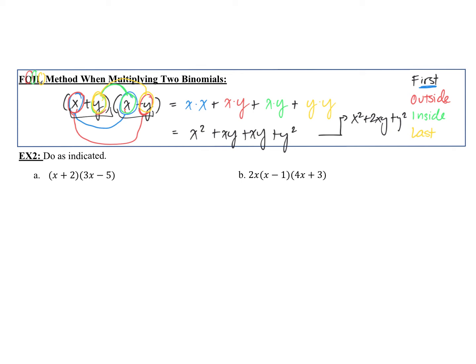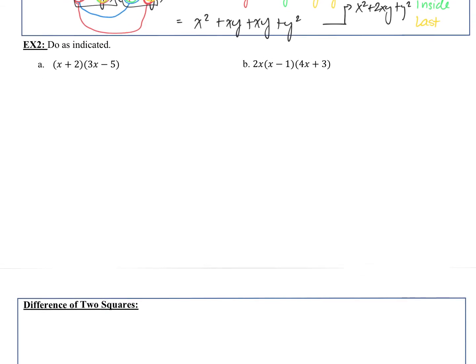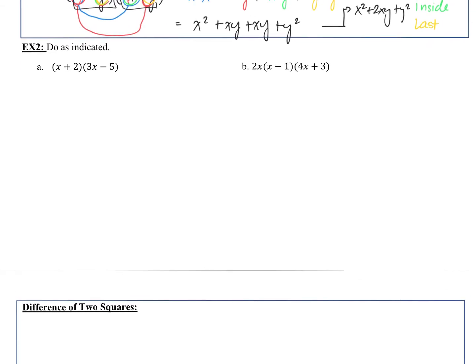FOIL is the easiest way to remember to not accidentally skip distributing a certain term. So let's go ahead and apply that here. Okay, so we have x plus 2 times 3x minus 5. So these are both binomials. They have two terms each. 1, 2, 3, 4. So let's go ahead and multiply. So F, first. That's going to be x times 3x.